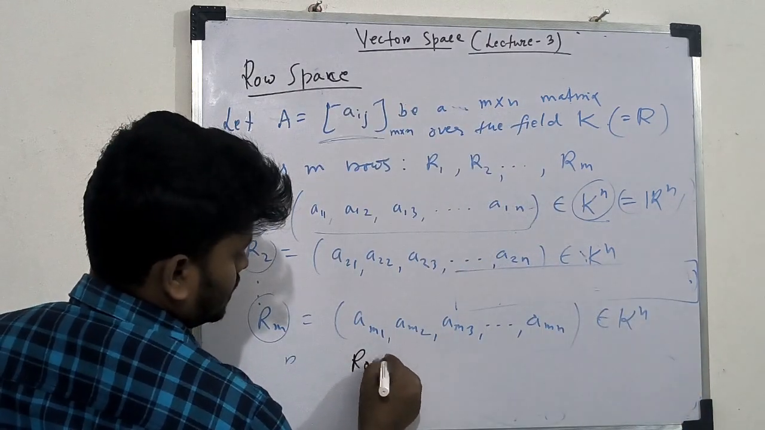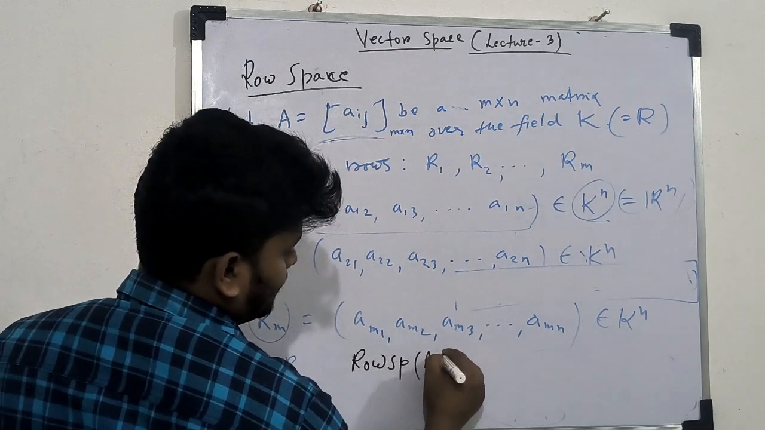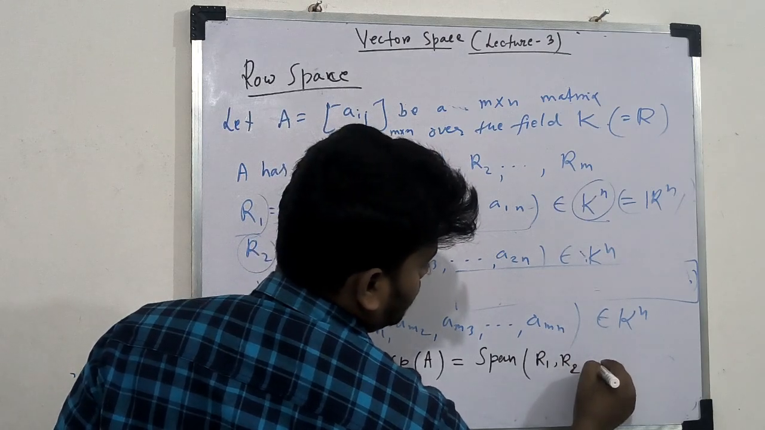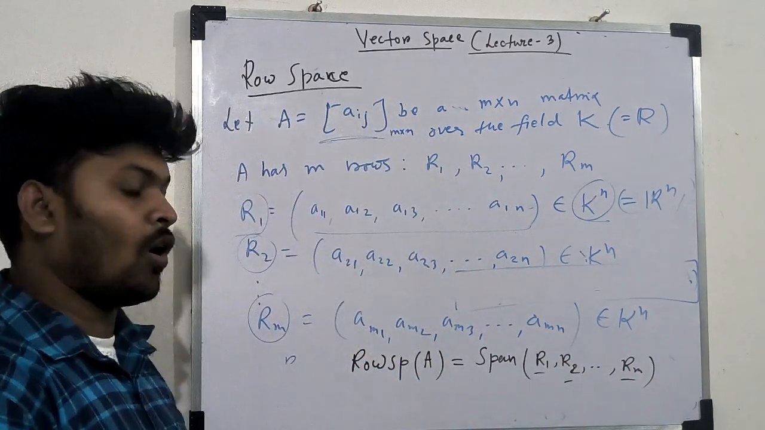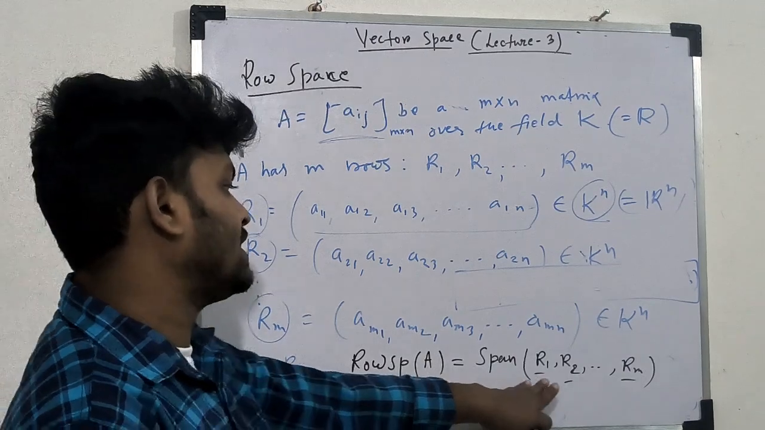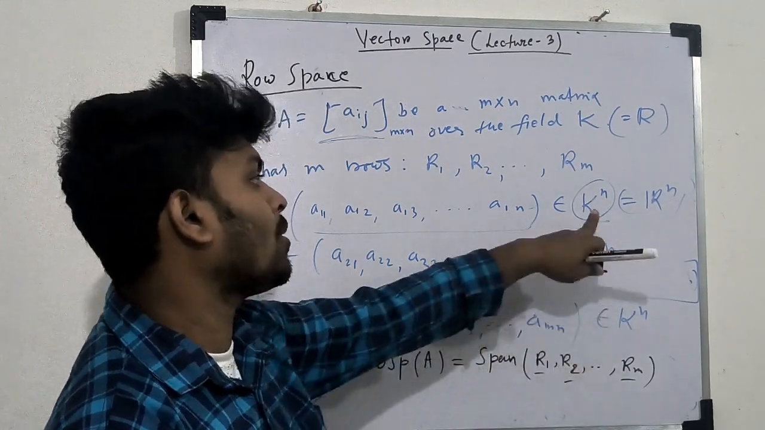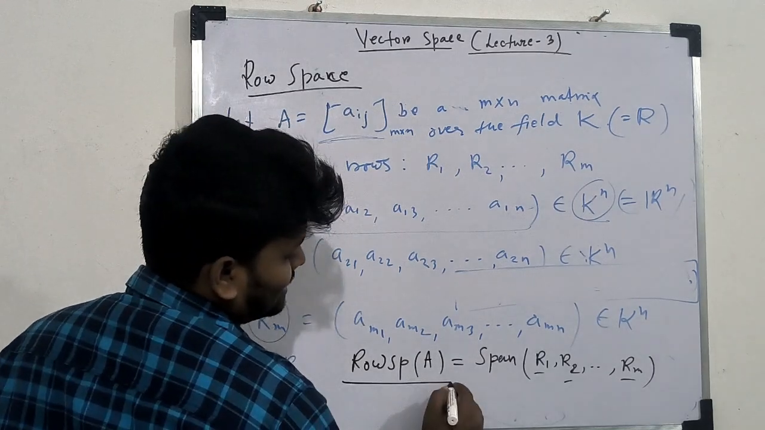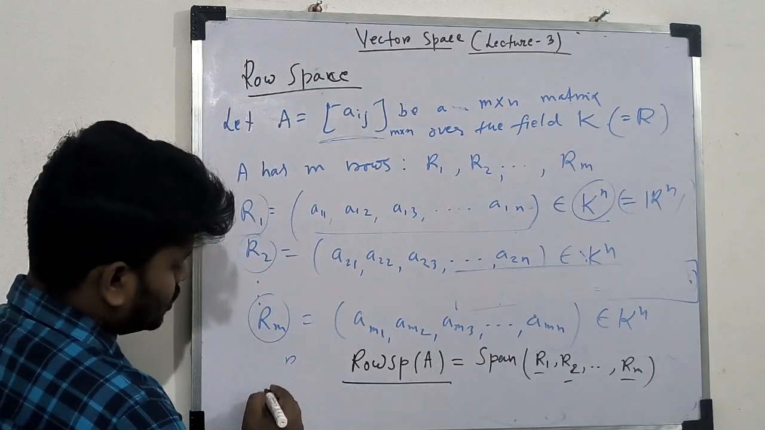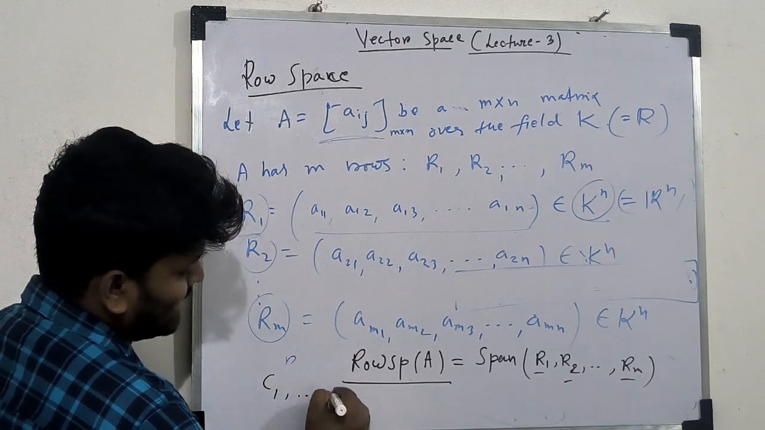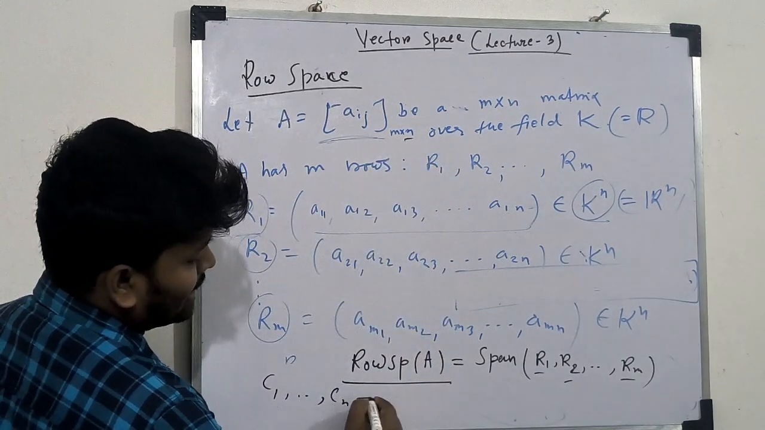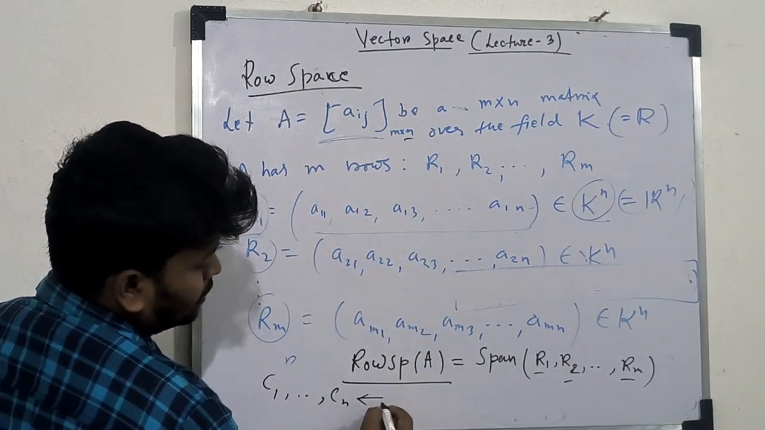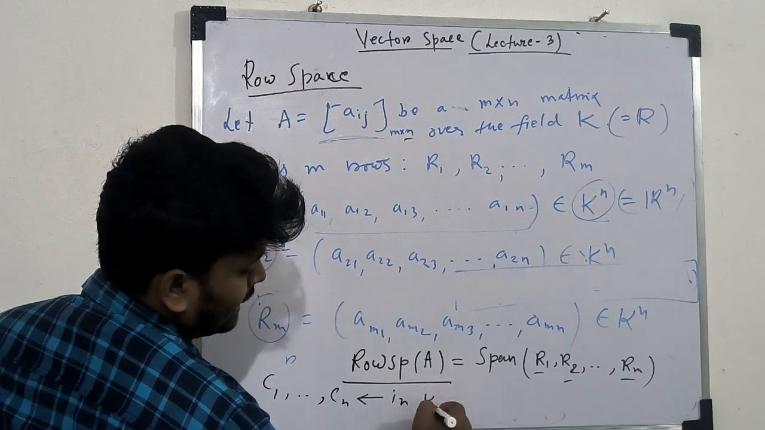So you can write: row space of A is the span of R1, R2, ..., Rm. So these are the rows of matrix A, which span a subspace of Kn, which is called the row space. So we denote it by the row space of A. Similarly, if we take the columns C1, ..., Cn, so the matrix has n columns, and we treat the columns as vectors, they will be vectors in Km.